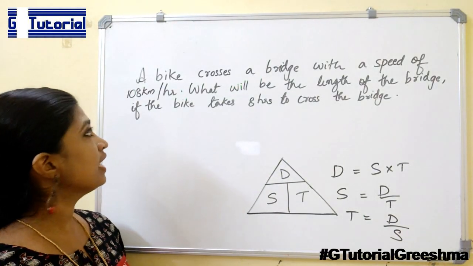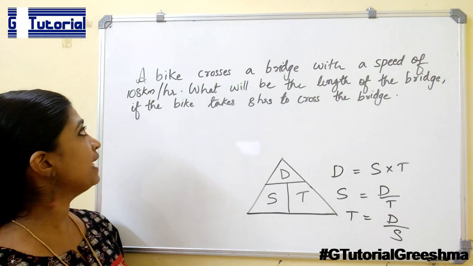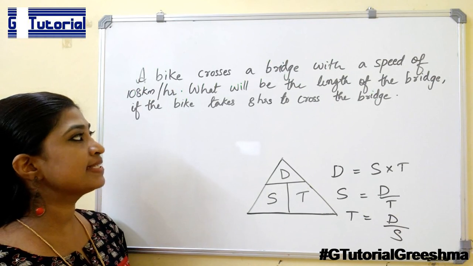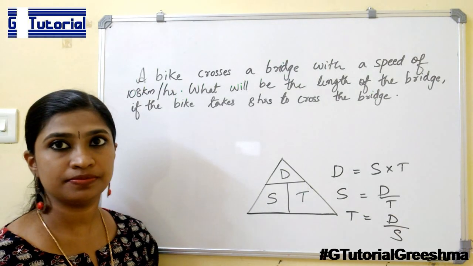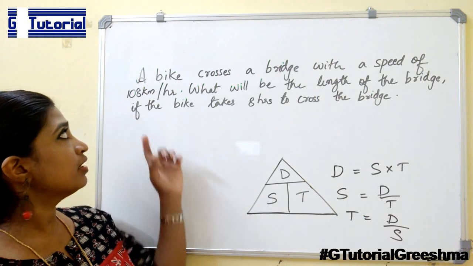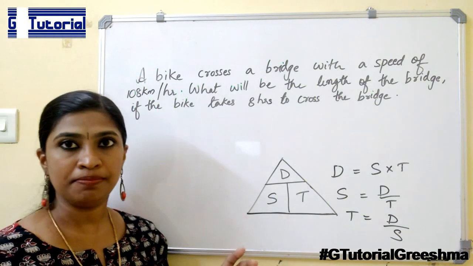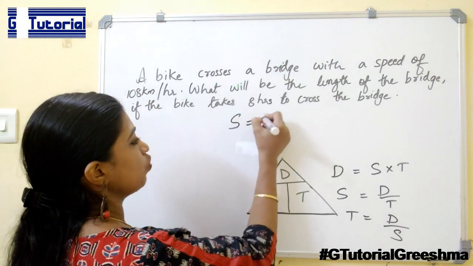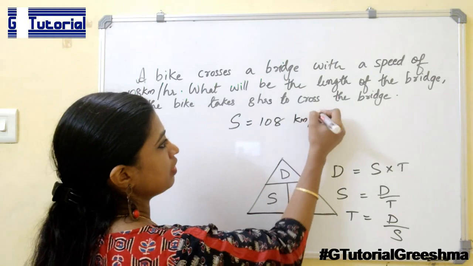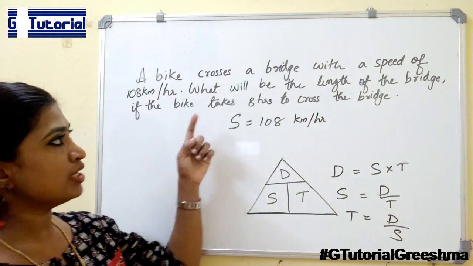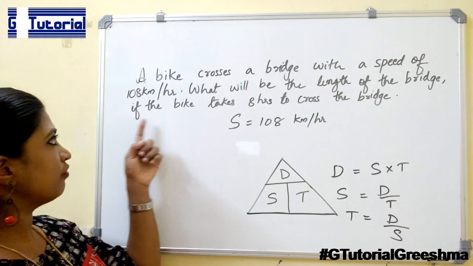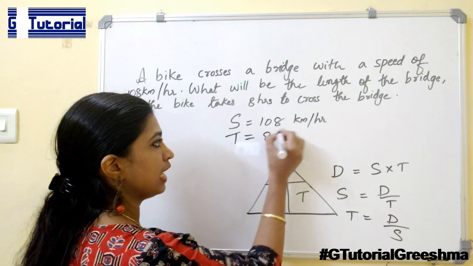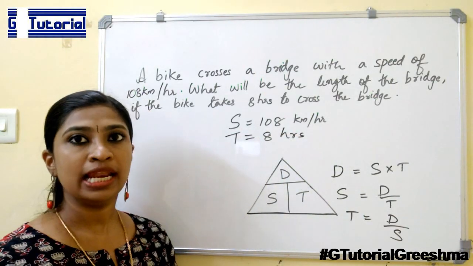This is the first question. A bike crosses a bridge with a speed of 108 km per hour. What will be the length of the bridge if the bike takes 8 hours to cross the bridge? So here we are given a bike is covering a bridge with a speed 108 km per hour. Speed of bike is given as 108 km per hour. Then we are asked to find the length of the bridge. And if the bike takes 8 hours to cross, so the time taken to cross the bridge is also given. It is 8 hours.